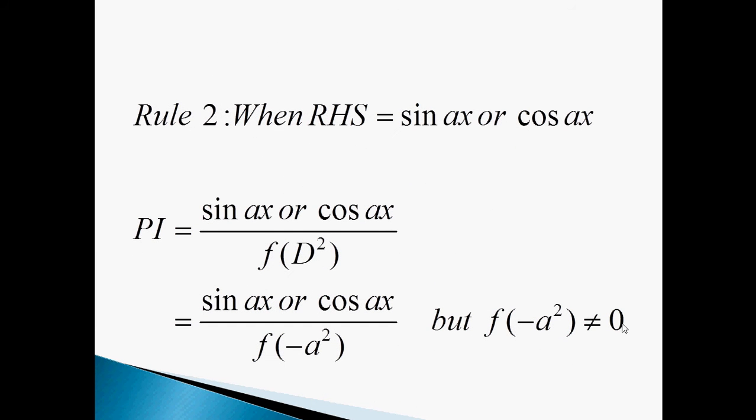Rule 2. When the right hand side of the differential equation is sin ax or cos ax, then the particular integral is equal to sin ax upon f(D square). We replace D square by minus a square, that is, we put D square as minus a square, where a is the coefficient of x in sin ax or cos ax, but f(minus a square) is not equal to 0.